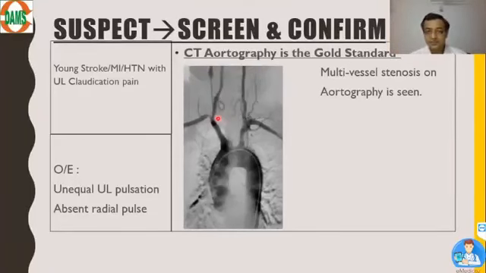you can see. So there is no screening. Screening is only by clinical examination. CT aortography is the confirmatory test.